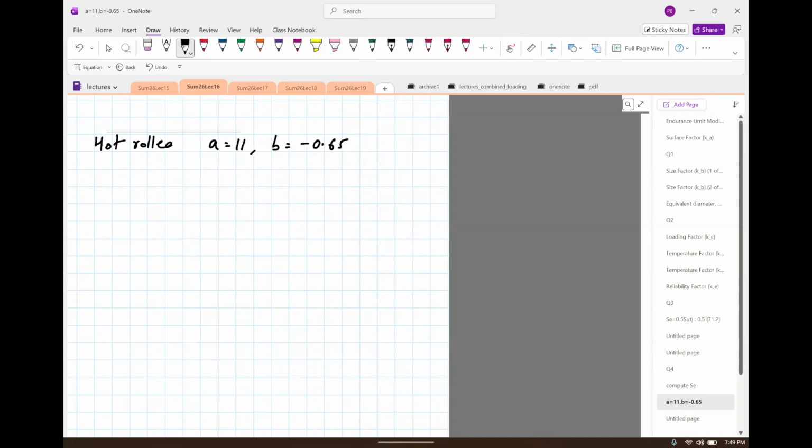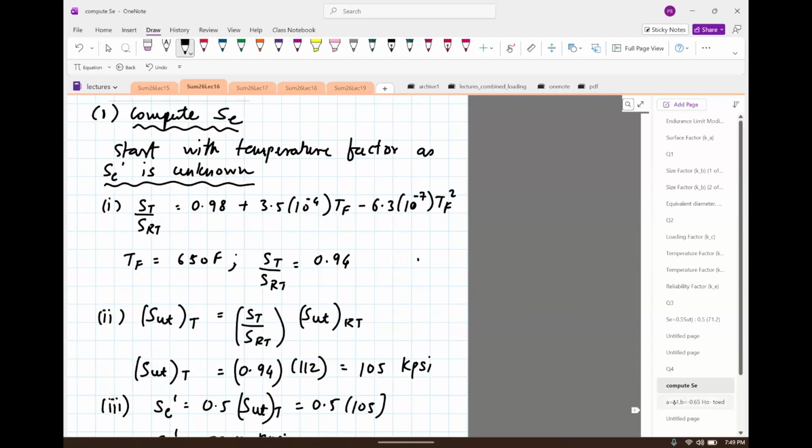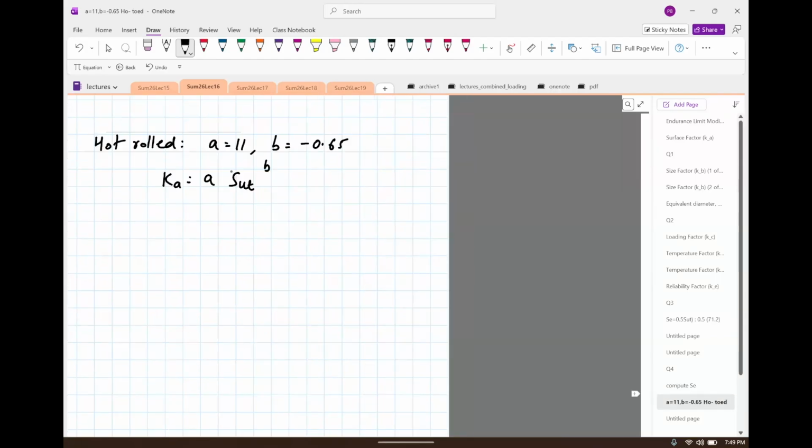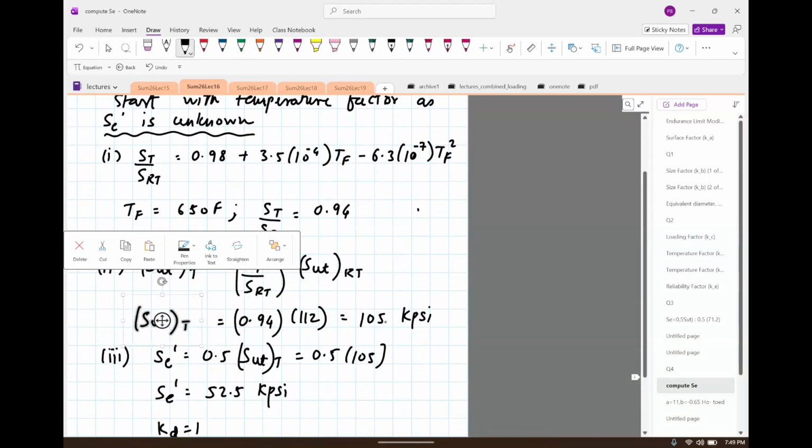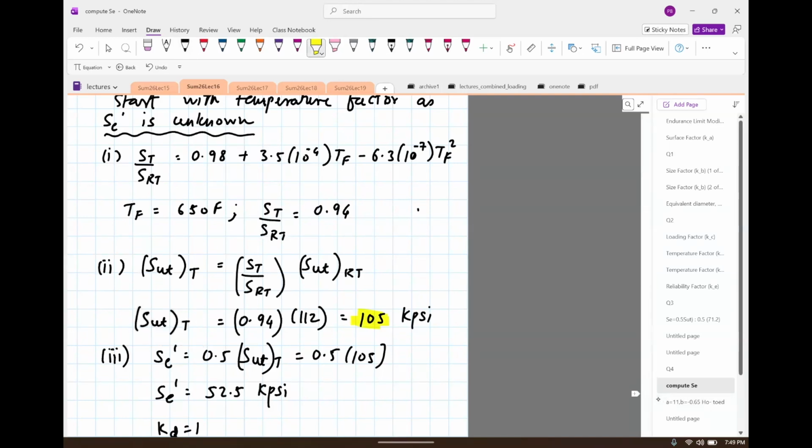Hot rolled. So Ka is A times SUT raised to B, but there's a catch here. This SUT now has to be at the operating temperature. That's the key. What we had computed for SUT is 105 kpsi. So note this is the one. Don't use the room temperature one.